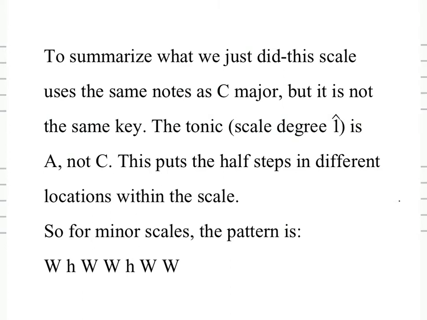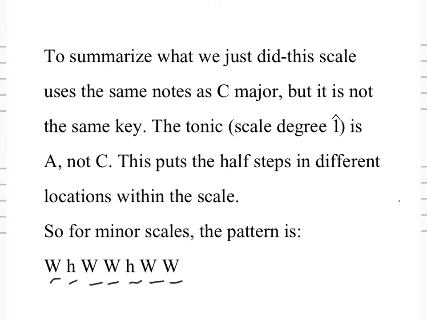To summarize what we just did, this scale uses the same notes as C major, that is to say all the white keys, but it's not the same key. The tonic, scale degree 1, is A, not C. This puts the half steps in different locations within the scale. So for minor scales, the pattern is whole, half, whole, whole, half, whole, whole.